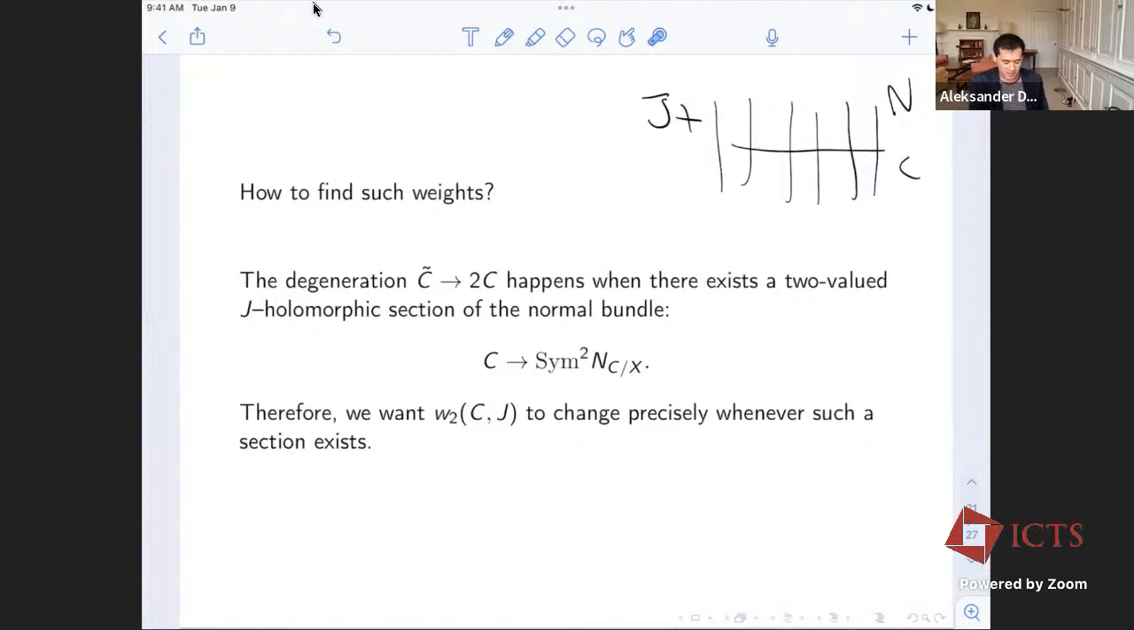So the point where this collapse happens is exactly when there is such a section. And another way of looking at the two-valued section of the normal bundle is to say that this is a section of the second symmetric product. So we want this weight W2 to be some integer that jumps exactly when there exists a two-valued section of the normal bundle with respect to the germ of the almost complex structure.